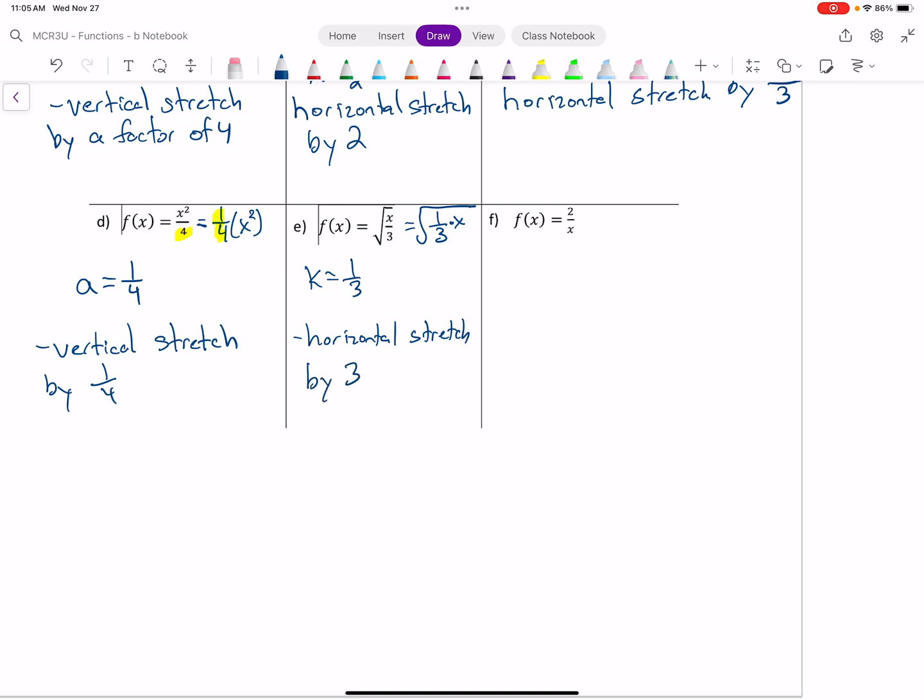And then the last one, this is the same as a rational or the reciprocal function. This can be written in 2 ways, 2 times 1 over x, or just put the 2 up top. And this is often just considered an a value. And I'll talk about this one more in class when we're together, but in the end, it doesn't really make that much of a difference. It actually could be considered either. So I'll just say this is a vertical stretch by 2.